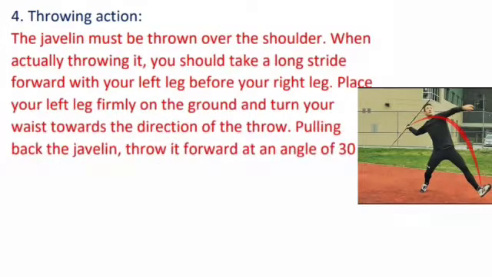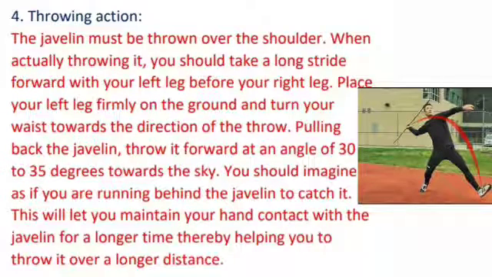Fourth, throwing action. The javelin must be thrown over the shoulder. When actually throwing it, you should take a long stride forward with your left leg before your right leg. Place your left leg firmly on the ground and turn your waist towards the direction of the throw. Pulling back the javelin, throw it forward at an angle of 30 to 35 degrees towards the sky.